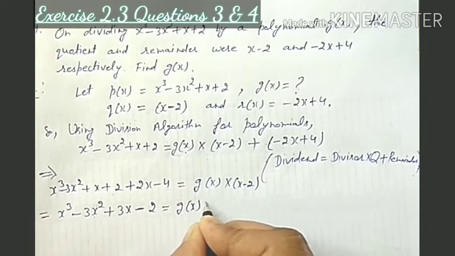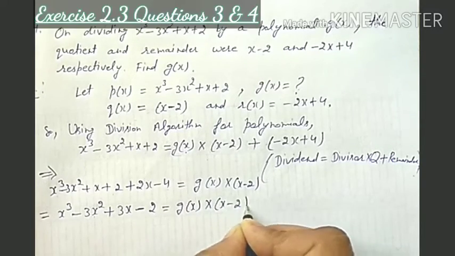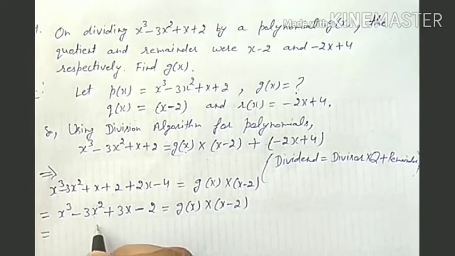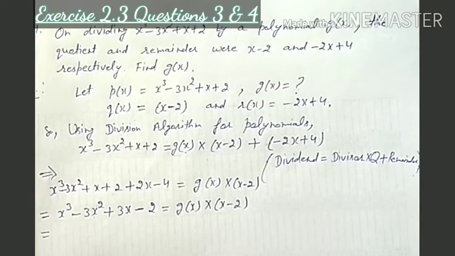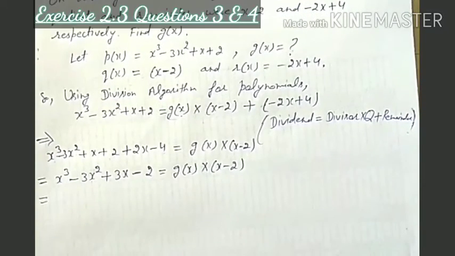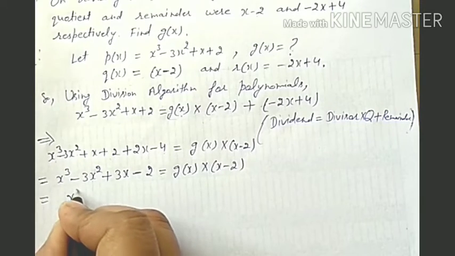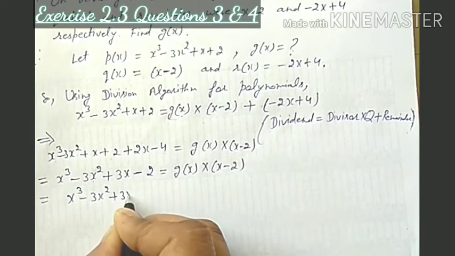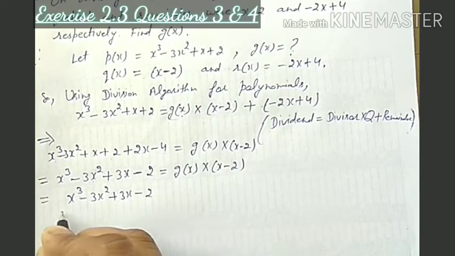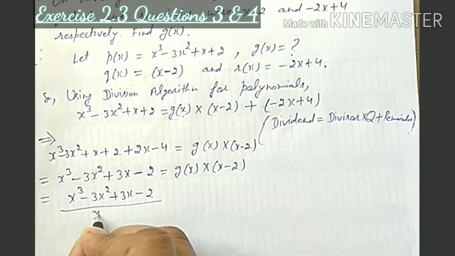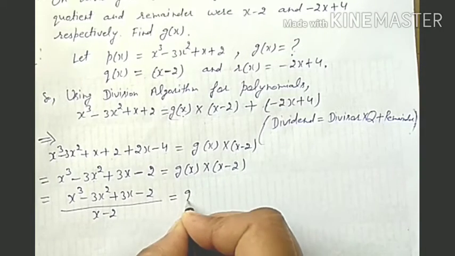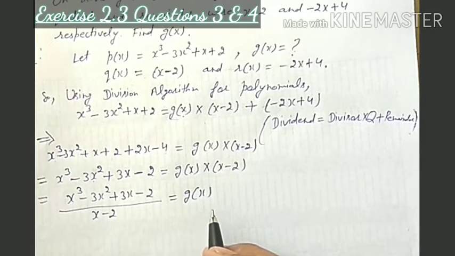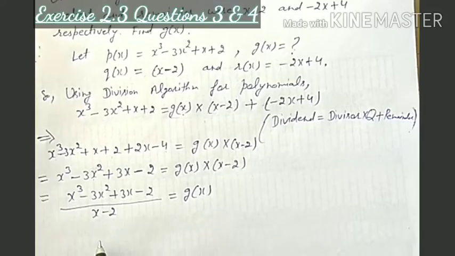Gx into x minus 2. Now we will take x minus 2 to the left hand side. Since this is multiplication in the right hand side, in the left hand side it will go in division. x cube minus 3x square plus 3x minus 2 divided by x minus 2 is equal to gx. So after dividing, we can find out our value of divisor. So let's start division.